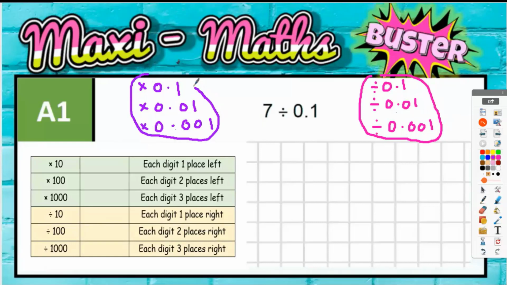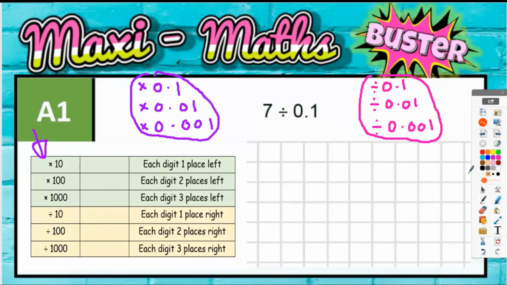Now, further down the school, you should have learnt what's in this box here. You should have learned that if you times 10, each digit moves one place to the left, times 100, 2 places to the left, 1,000, 3 places to the left. If you divide by 10, each digit moves one place to the right. Divide 100, 2 places to the right, divide 1,000, 3 places to the right.